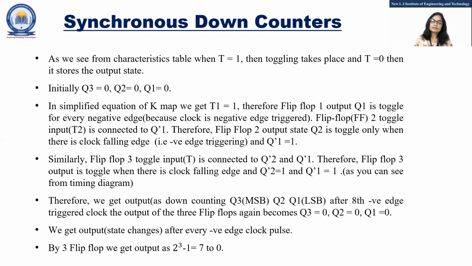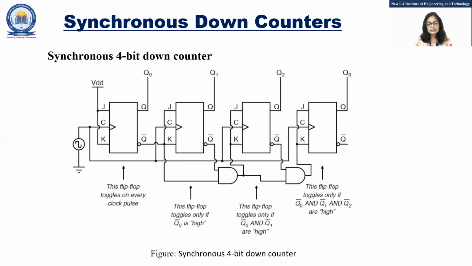Okay. So this is what a synchronous down counter. Now, this is a synchronous 4-bit down counter. A 4-bit down counter means we will use 4 flip-flops and similar steps, and we can design the circuit like this way. And here we are using JK flip-flops.